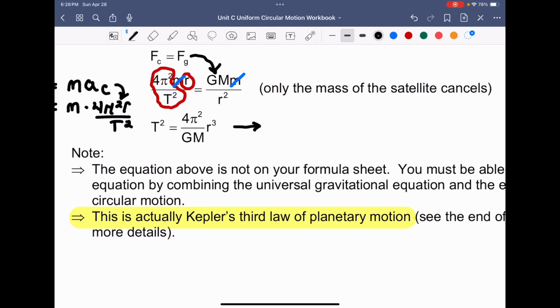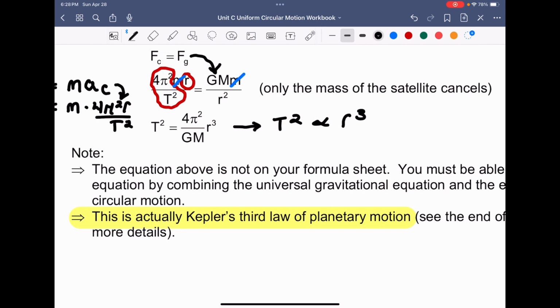The proportional statement I want you to write based on this equation is that T squared is proportional to r cubed, or the period a planet takes to go around some sort of object squared is proportional to the radius of that from center to center cubed.